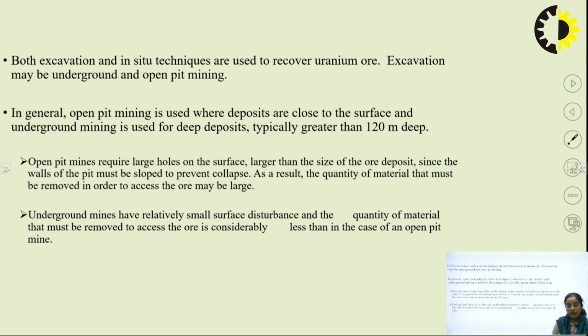So if uranium is found in the earth layer at a level of 120 meters deep, in that case underground mining will be used. And open pit mining will be used where deposits are very close to the earth surface. Open pit mines require large holes on the surface. In open pit mining, comparatively larger holes are created on the earth surface, and the size of the hole is usually larger than the ore deposit.